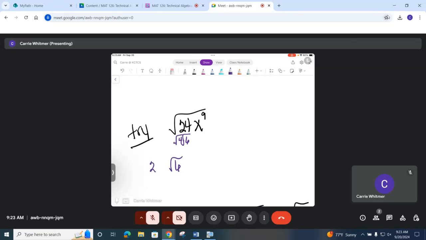There we go. All right, then when I look at my x to the 9th, if I have 9 x's, how many groups of 2 is that? So I divide by 2. 2 goes into 9 4 times, so that tells me this is going to be x to the 4th. And then I have a remainder of 1, so that tells me an x goes under the radical with the 6. So 2x to the 4th, the square root of 6x.